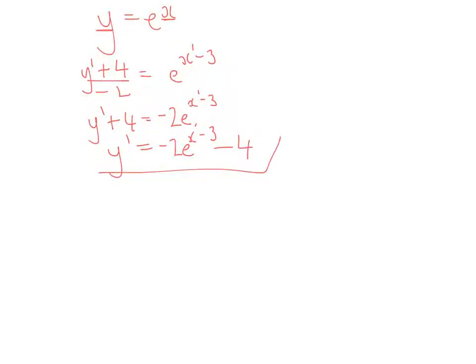So here is what our new graph will look like. It'll be y equals negative 2 e to the x minus 3 minus 4. The minus 4 would move everything down 4. The minus 3 would move everything across to the right. It would be reflected in the x-axis and dilated away from the x-axis by a factor of 2, just as we wanted to.